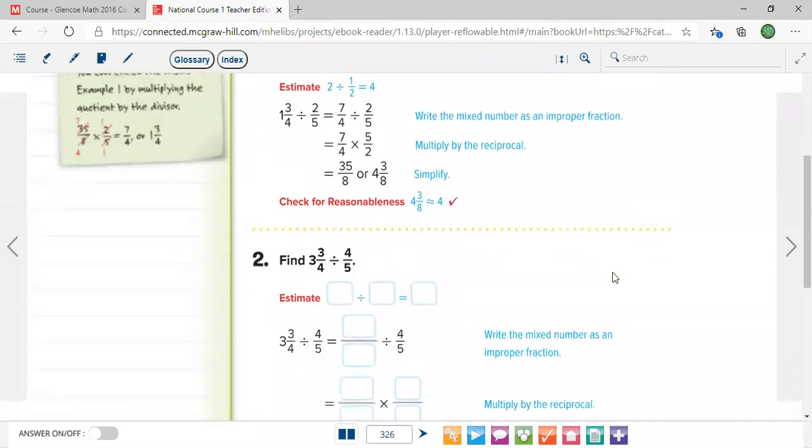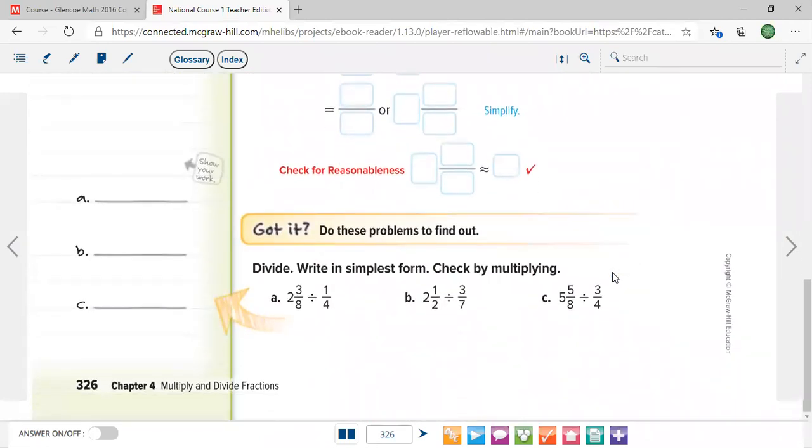So now, let's try to solve problems. I'll solve problem A here. It's 2 and 3 over 8. So you multiply, then you add. 8 multiplied by 2 will give you 16 plus 3, 19. So this mixed number can be written as 19 over 8.